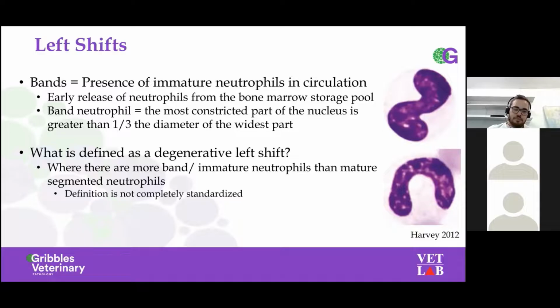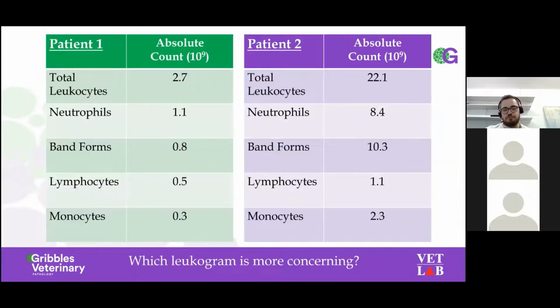But I just want to show an example that shows that that definition isn't hard and fast. So these are two leukograms of two different patients with inflammatory disease. If we use the definition that a degenerative left shift means we have more immature neutrophils than mature neutrophils, we would say patient 2 has a degenerative left shift, but patient 1 doesn't. But when we think about which leukogram is more concerning, even though patient 1 doesn't technically have a degenerative left shift, I would still say that patient 1 probably has the most concerning leukogram picture.